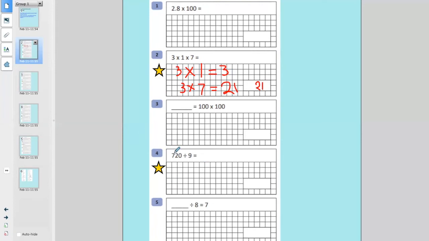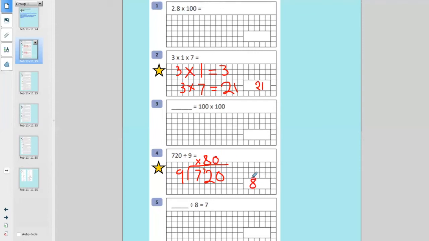Question 4 is 720 divided by 9. So we could do the bus stop method. When we do the bus stop method, we have 720 and 9 here. So 9 into 7 does not go. 9, and we have 7 left over. So 9 into 72 goes 8 times. And 9 into 0 goes 0 times. So you should have got 80.